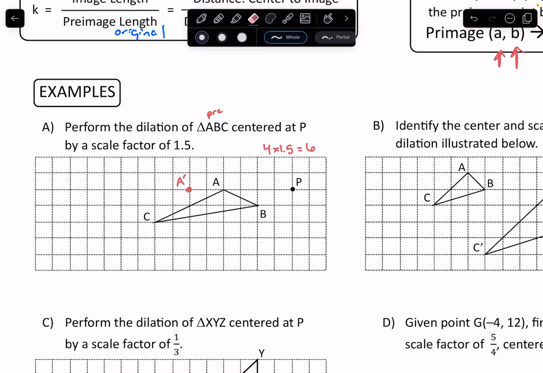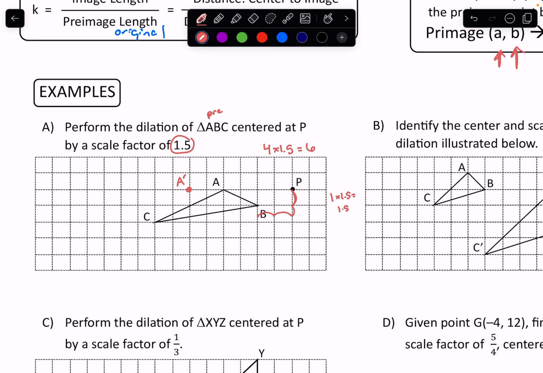All right, now I can do the same thing with B. B goes down 1, but I don't want it to be the original. I want it to be multiplied by 1.5. So if I do 1 times 1.5, I get 1.5. So that means my new image is going to go down 1.5. But I'm not at B prime yet because I also have to go over. So to get over to B, I go over 1, 2.